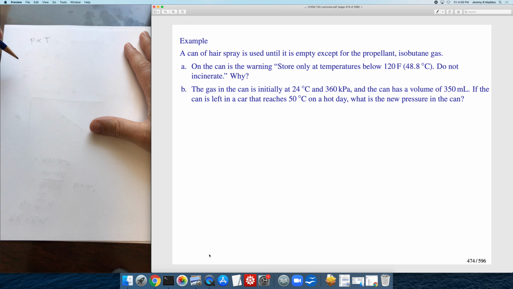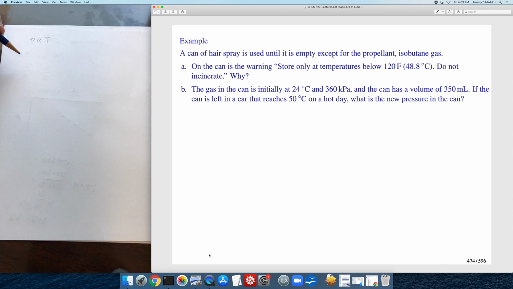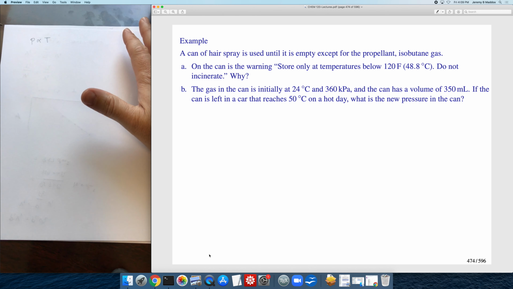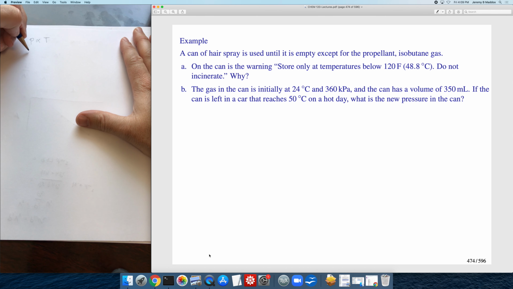Here we've got a little numerical problem. The can of gas is initially at 24 degrees Celsius and 360 kilopascals. It has a volume of 350 milliliters. If the can is left in a car that reaches 50 degrees Celsius on a hot day, what is the new pressure of the can? We can solve this using Gay-Lussac's law. Here's the equation that we'll use. We know the initial pressure, the initial temperature, and the final temperature, and we're being asked to find the final pressure, so we'll solve for P2.